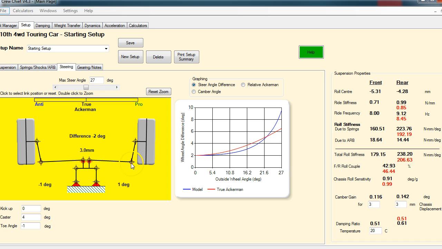Other vehicles besides this one may have alternate holes on the outer steering hub as well, which also have a major effect on steering Ackerman. We'll look into those a little more later on.